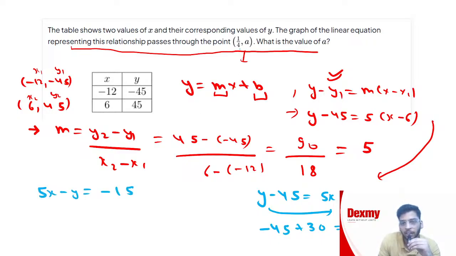Now it says the x value is 1 by 4, so find the value of y. So 5 into 1 by 4 minus y equals minus 15. I'll take y to this side. So it will be 5 by 4. So once again.